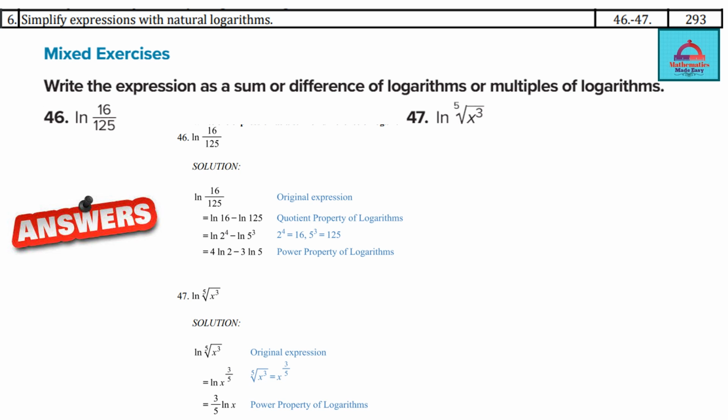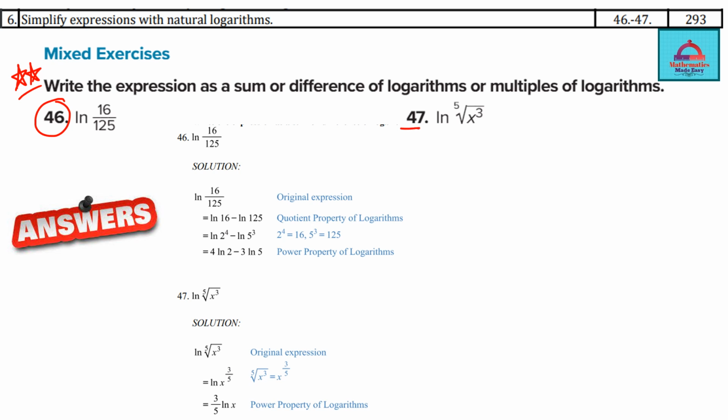Now we are moving to another set of important questions. Somehow I feel, girls, one out of this, they are just going to change the numbers but will surely come for your exams. Here you need to simplify expressions with natural logarithm and this is on page 293 of your math book, question 46 and 47. I will just explain one of them, that is 46. Very similarly, you can see the solution worked out here.